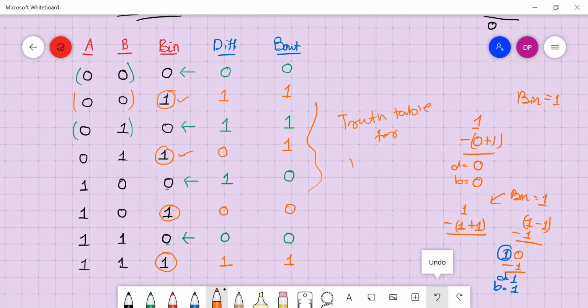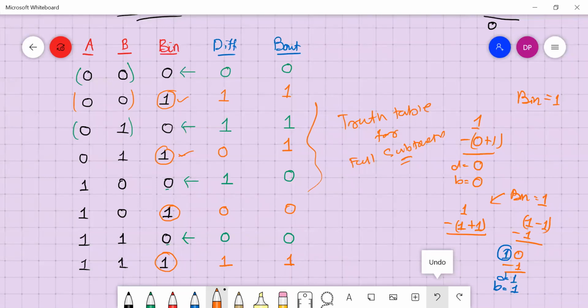Full subtractor. I guess it is clear to all of you how to do the subtraction. So in a similar way we are going to design the circuit. Now let's find out the circuit for full subtractor. Then we can quickly move to 4-bit parallel subtraction.